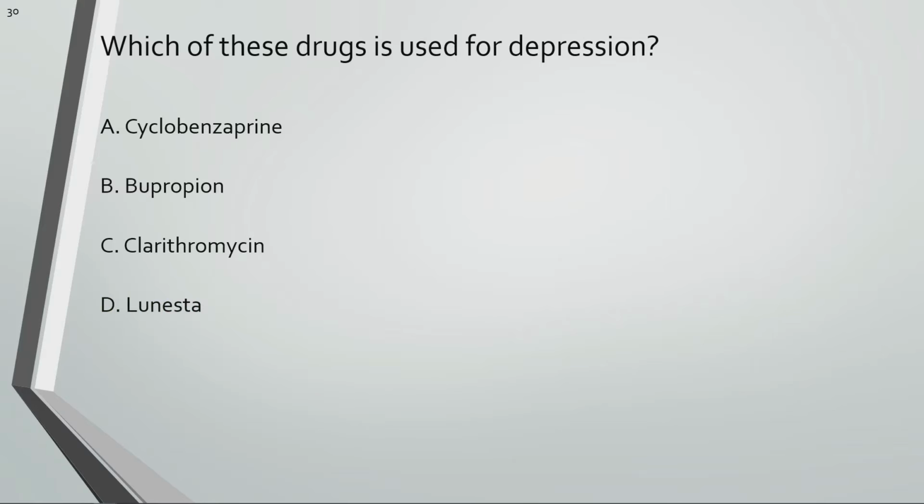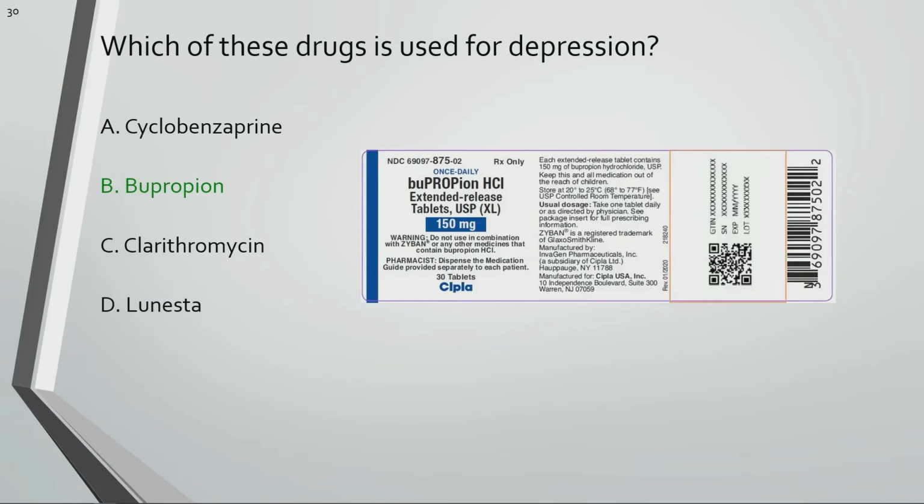Which of these drugs is used for depression? Bupropion is used for depression. Cyclobenzaprine is a muscle relaxant, clarithromycin is an antibiotic, and Lunesta is used for insomnia.